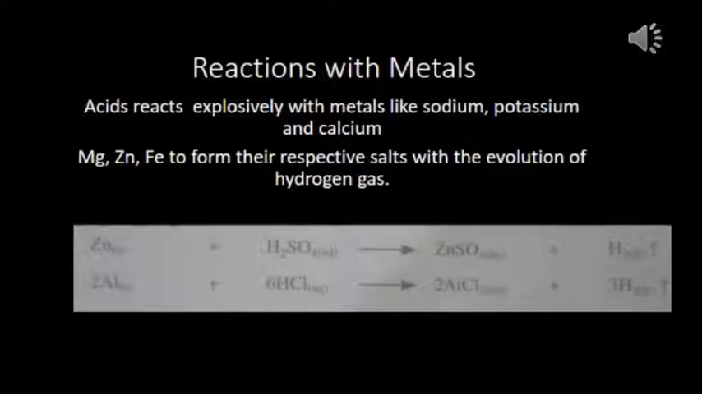Acids react explosively with metals like sodium, potassium and calcium. However, dilute acids react moderately with reactive metals like magnesium, zinc, iron and aluminium to form their respective salts with the evolution of hydrogen gas. As you can see in this reaction, when zinc reacts with sulfuric acid, it will produce zinc sulfate and hydrogen gas. The arrow over the hydrogen gas represents the liberation, the formation of a gas.